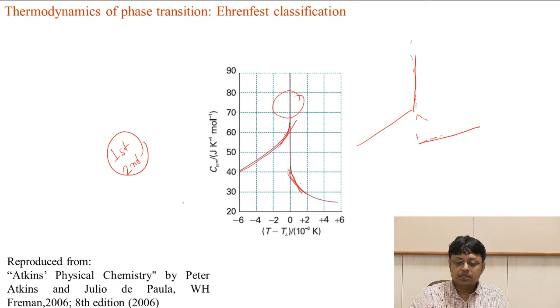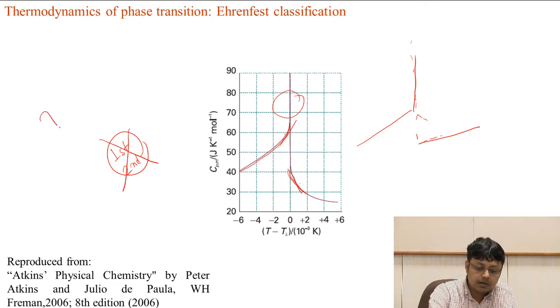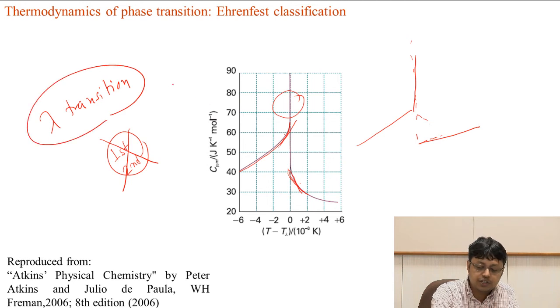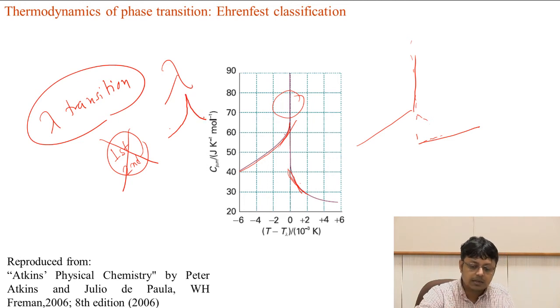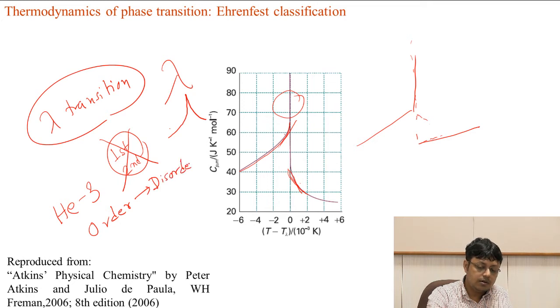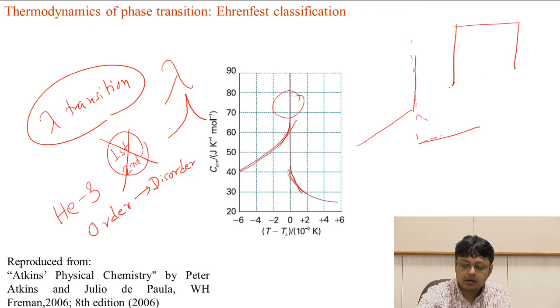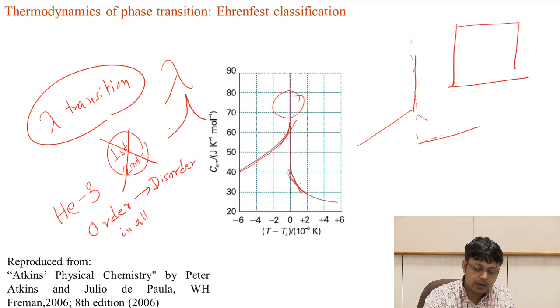The third example, which is neither first order nor second order, is mainly known as the lambda transition. The name actually comes from the particular shape which we see here. It looks like the Greek letter lambda if you look at the curve here, because it is doing a smooth transition and then something like that. That's why it is a lambda transition. We already discussed it when we talked about the liquid helium to another liquid helium transition, which we discussed for helium-3. But this is also shown by other substances. For example, it is also shown by order to disorder transitions in metals, particularly in metallic alloys.